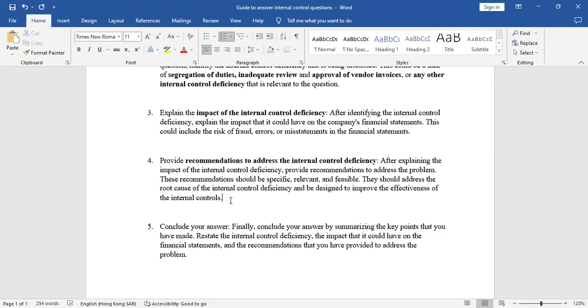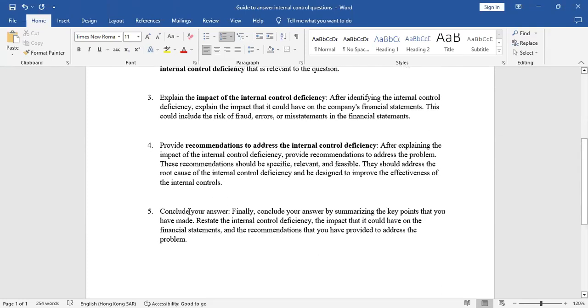Once you have done that, of course, a conclusion is very necessary, where you sum up your entire answer, right? You will summarize what the internal control deficiencies were, what the impact was, and what you suggested. So the conclusion has to reiterate the same information, not in detail but in brief, that you have presented in your previous answer.